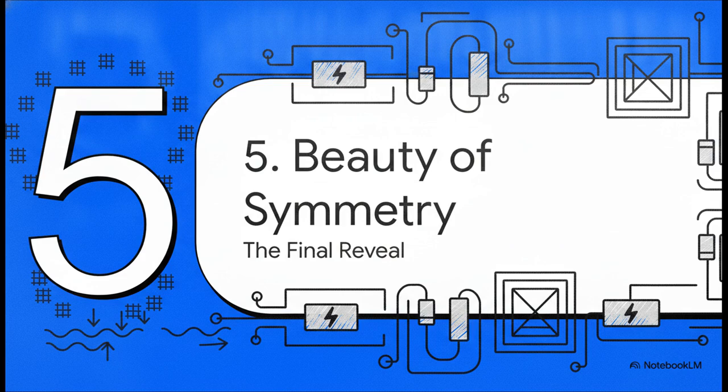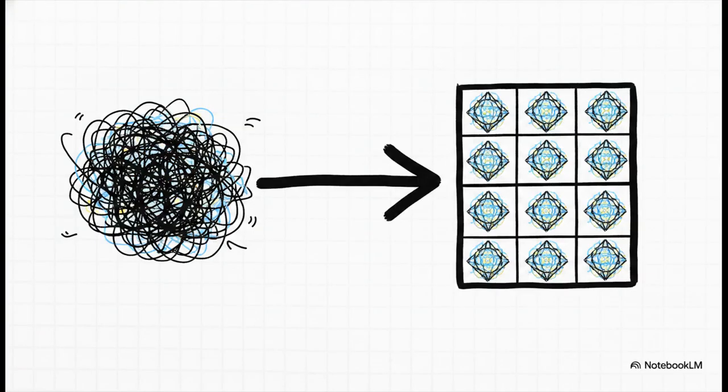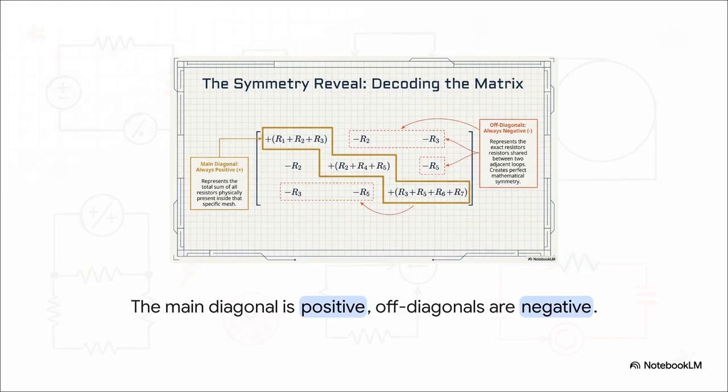Finally, Section 5, the beauty of symmetry. This is the payoff, this symmetry reveal, where chaotic physical realities become perfectly balanced matrices. If you diligently followed that all-clockwise rule from Phase 2, and you strictly adhered to the dominant loop subtraction rule in Phase 3, you are guaranteed this next result. Just behold the symmetry here.